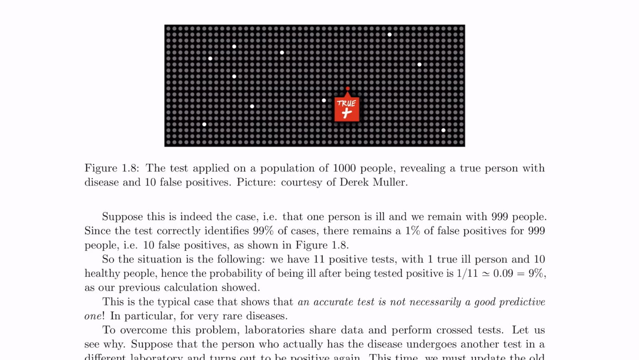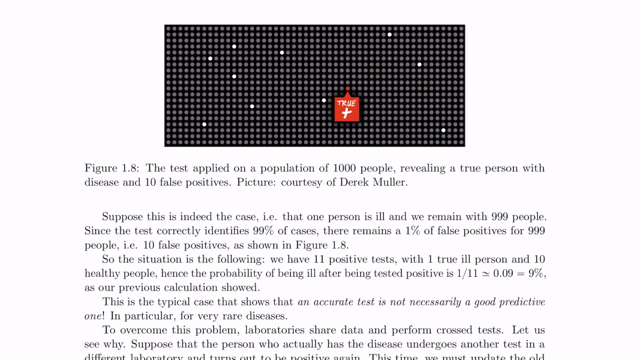With this data, we can compute the probability of being ill after being tested positive as 1 divided by 11, which is around 0.09, that is 9%. So you see that what we obtain now is exactly the result of the previous calculation. The very important take-home message is that an accurate test is not necessarily a good predictive one, in particular for very rare diseases. However, there is a catch.